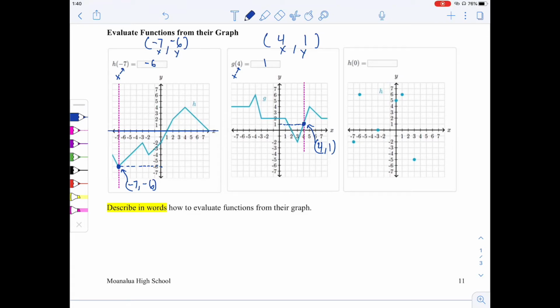So x is -7. We go x is -7. Find out where it intersects right here. Find out the y, which is -6. And that's our answer, -6.